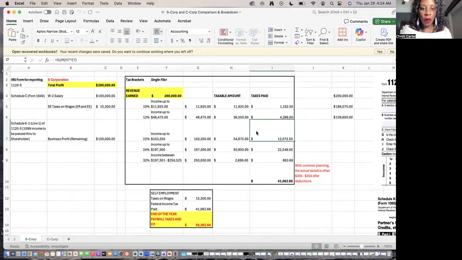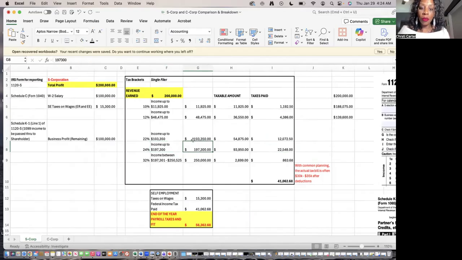So basically you are going to pay 22% on $54,875. That equates to $12,072.50. 54,875 times 22%, 12,072.50. So far, you owe the IRS 17,651. Now, the majority of your income is going to be taxed at 24% because you can see here, same thing was done.